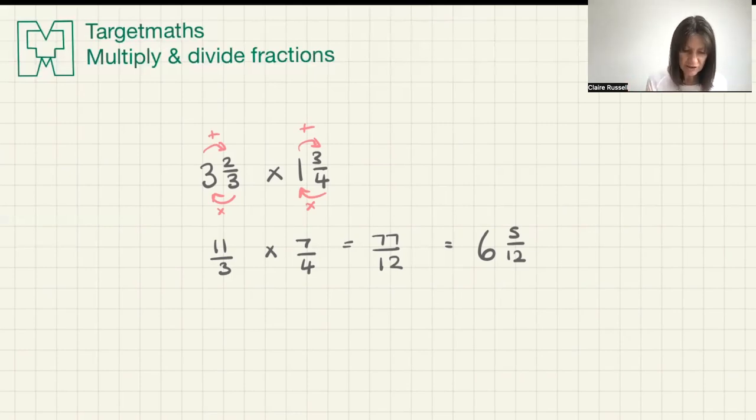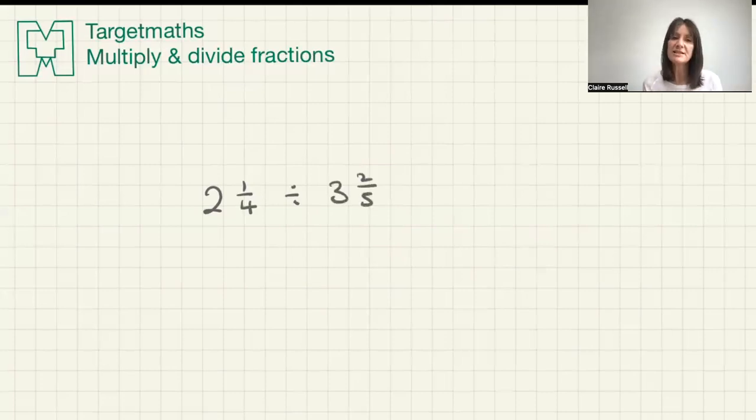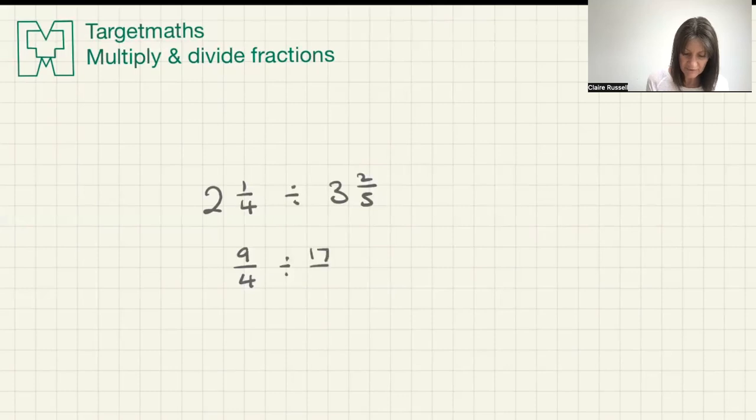All right, so let's do a fraction one. Fraction one, they're all fraction ones. Let's do a divide one. So we've got 2 1/4 divided by 3 2/5. All right, so go for it. Okay, so first thing is to obviously change. 2 times 4 is 8 plus 1 is 9. So I've got 9 over 4. And then 17 over 5.